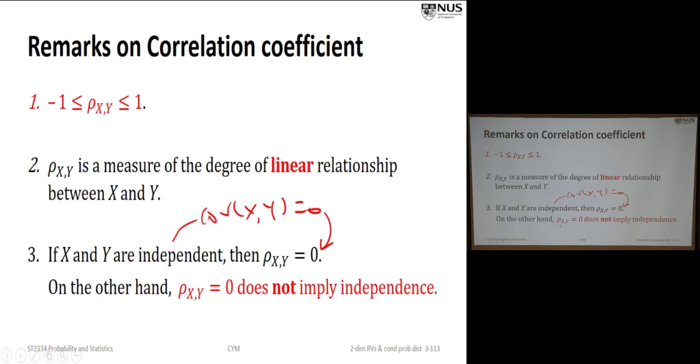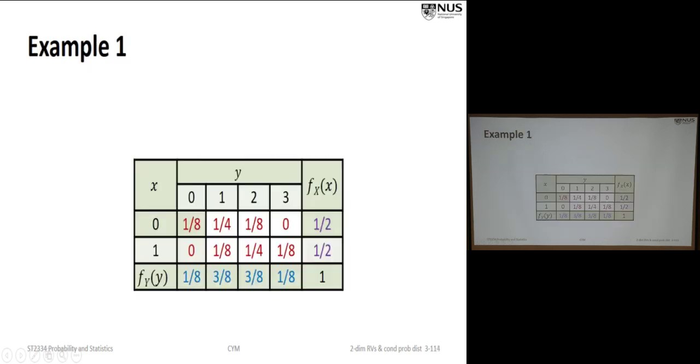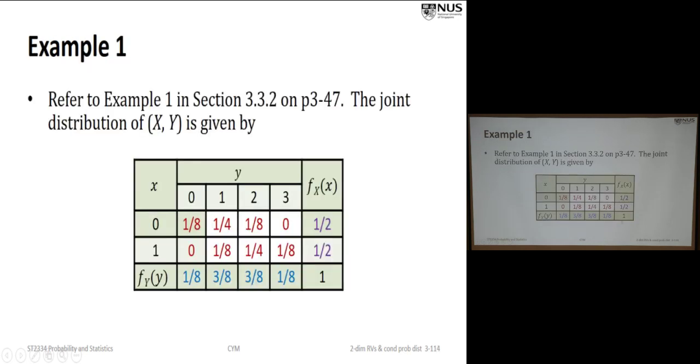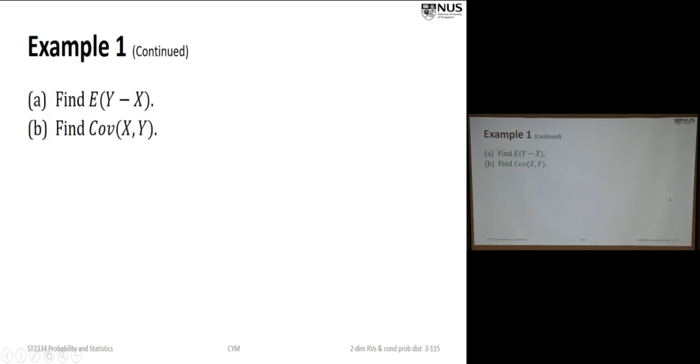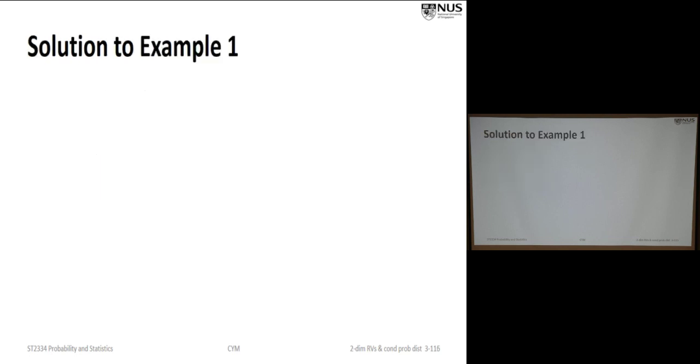And same thing. Correlation 0 does not imply independence. Okay, let's look at this example that we did before. We work out the expectation of y minus x, find the covariance of xy, find the correlation coefficient, and find the expectation of y given x equal to 1. All right?